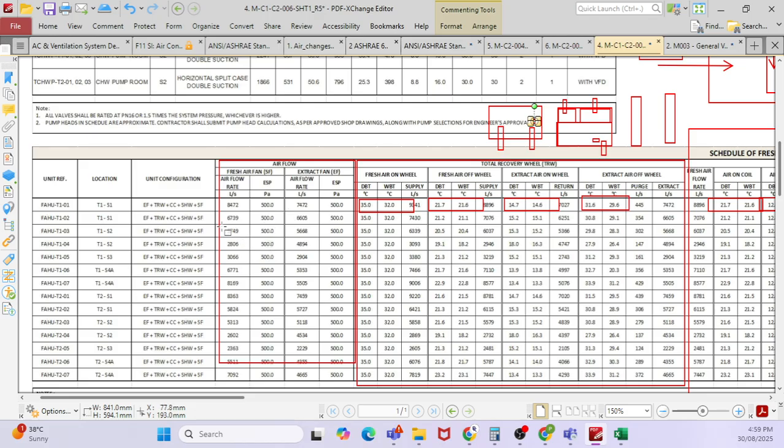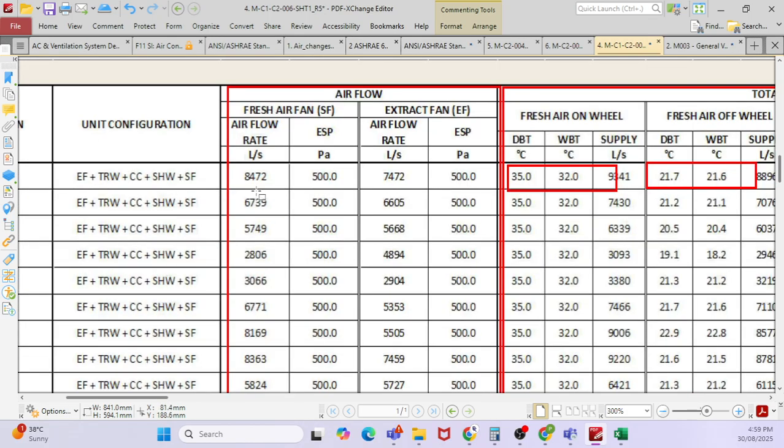It doesn't mean that it should be lesser. It can be more also. Maybe I will show you some spaces where it is more. For example, can you see this one? The fresh air is less, but exhaust is more. It doesn't mean that it is always 85%. It depends upon the application.